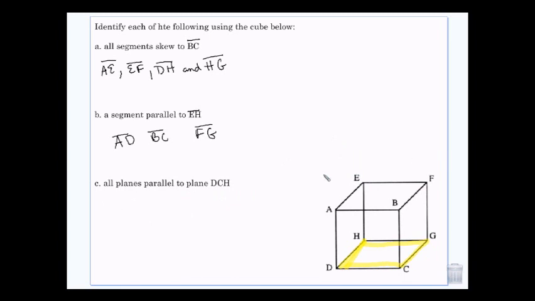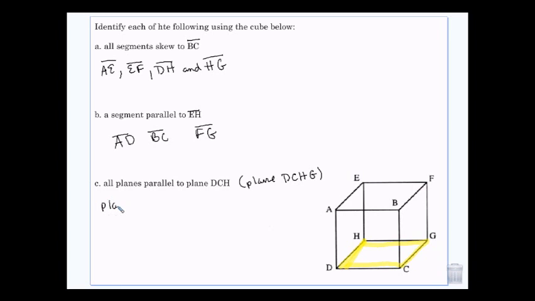So we could call it plane DCHG if you wanted to. It's the same thing. 3 letters is the minimum number to call a plane. You can call it by 4 letters if you want to. So if it's more comfortable for you to put down all 4 corners, go ahead and do that.